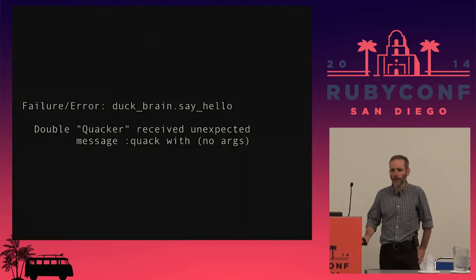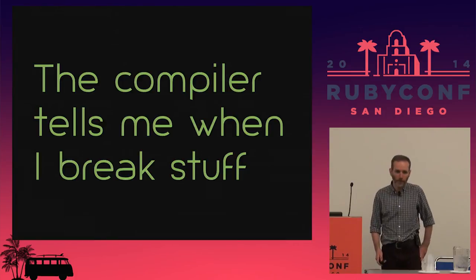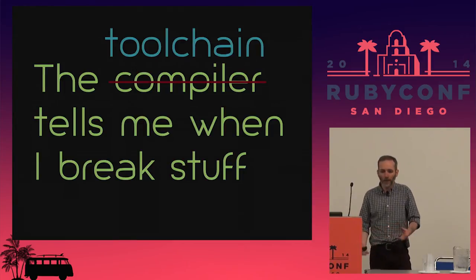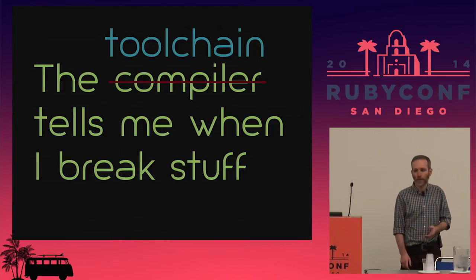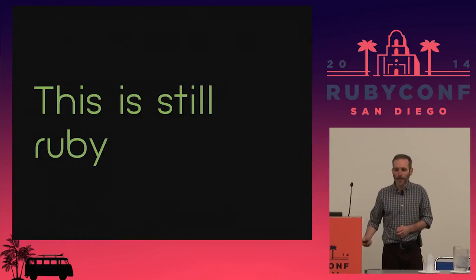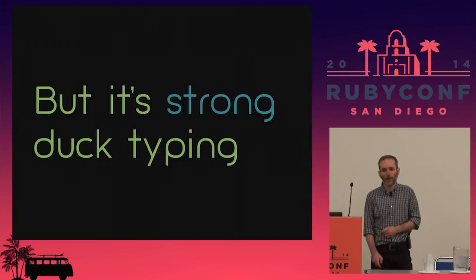So this is kind of like the Go code to me. In the Go, I was quite happy because the compiler told me when I broke stuff. I thought that was pretty useful. We don't really have a compiler in a typical sense in Ruby, but I've kind of faked it by saying the toolchain tells me when I break stuff. And this is pretty good. And it's important to note that this is still Ruby, and this is still just duck typing. But I've taken it and I've made it strong duck typing.